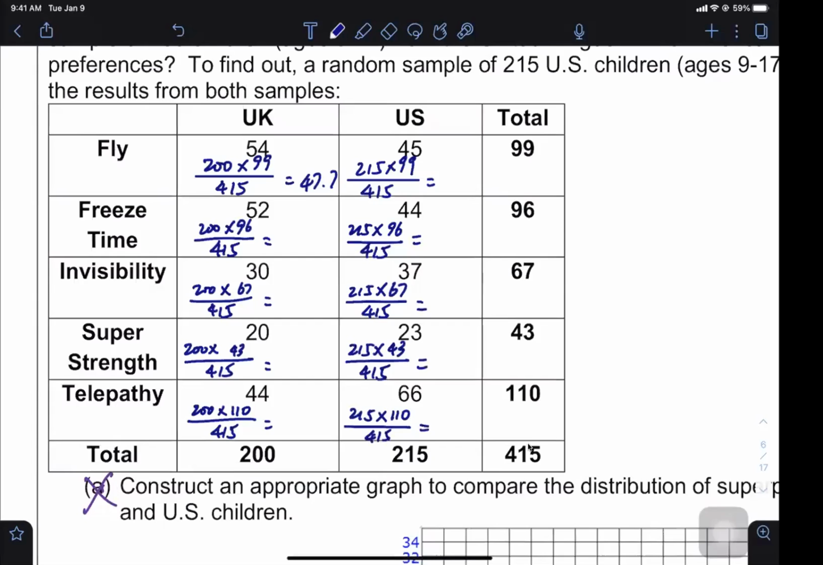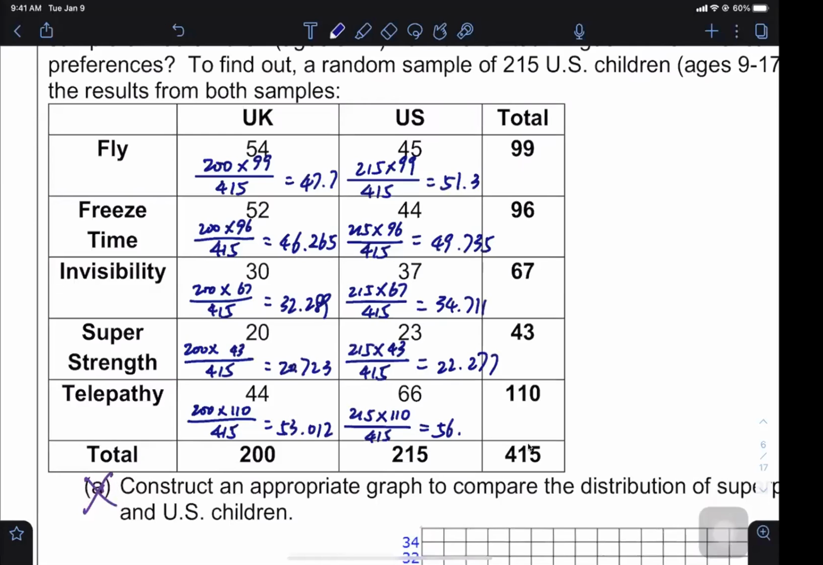So take some time to calculate it. So the numbers are 51.3, 46.265, 49.735, 32.289, 34.711, 20.723. So those are the expected counts.